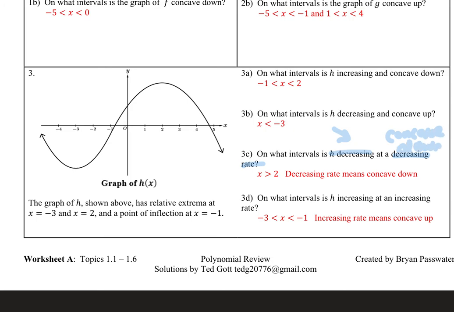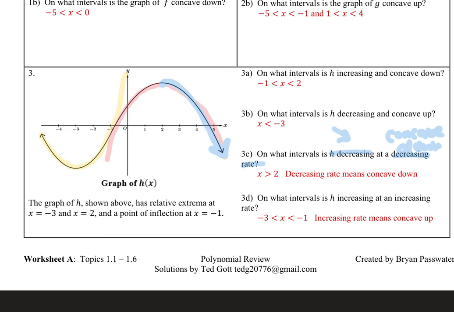So I would have probably identified my concave up and down first. This would be concave up. This would be concave down. So now I'm only looking from the part that's concave down, and I need it to be falling or decreasing. It starts decreasing here and continues to positive infinity. So it's x is greater than 2.